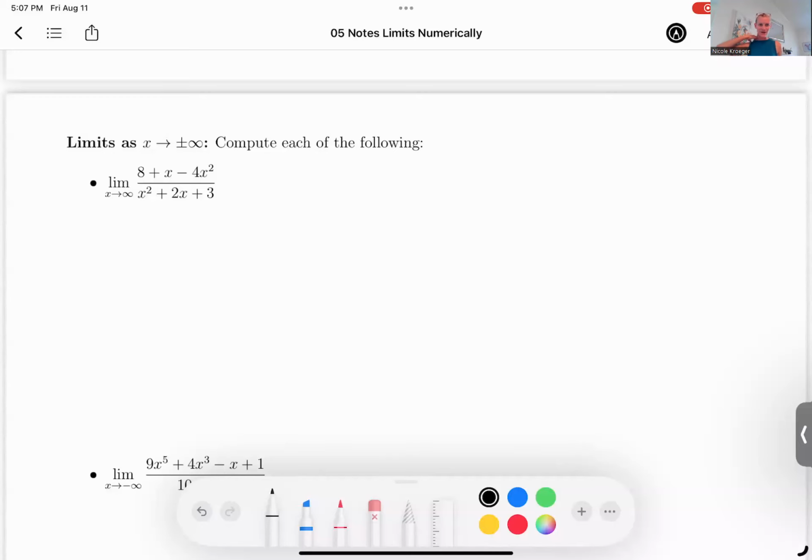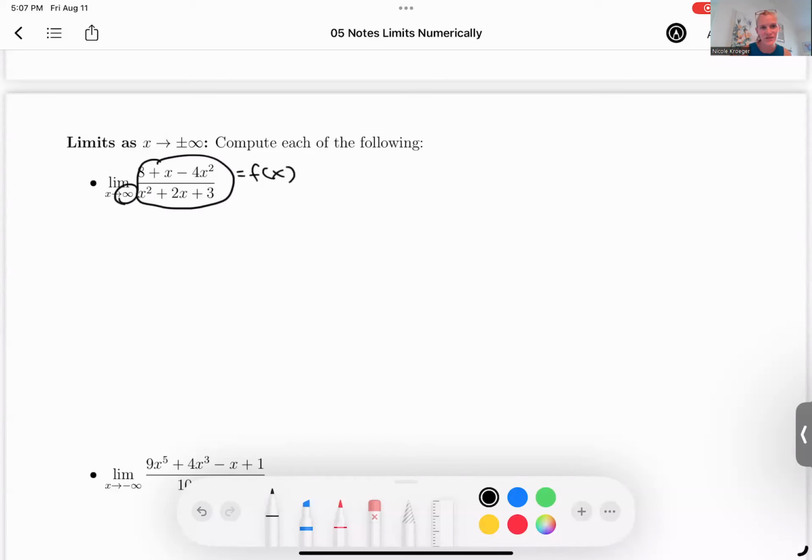Okay, we have one more set of problems we're going to look at here, and this is where x approaches infinity. We haven't seen anything like this yet, but it's not too bad when we do a table of values. So we're still going to do a table of values. So I'll call this guy my function. This is my f of x.